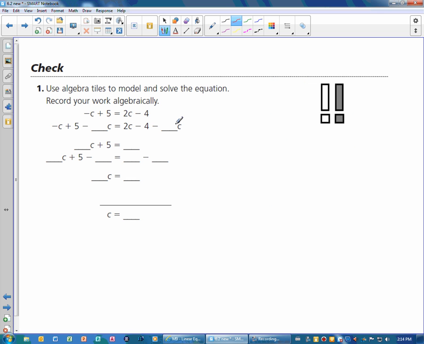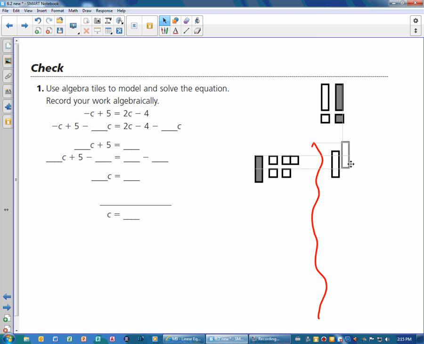All right, so look at the check. It says use algebra tiles to model and solve the equation. Record your work algebraically. So if I was to build negative c plus 5, get your line, equals 2c. Make sure you're drawing these pictures. I'm going to ask you to do that on your test. You need to know how to use algebra tiles. 2c minus 4. Okay, that's my first picture.